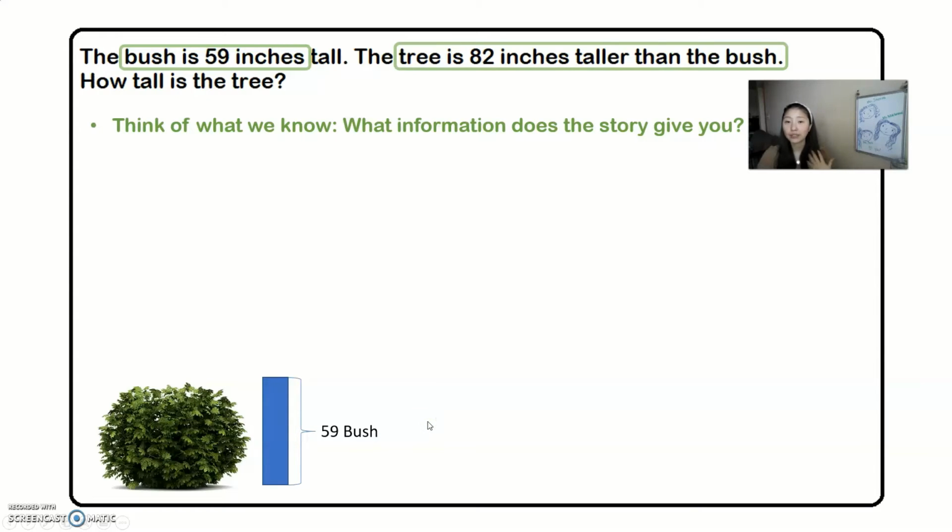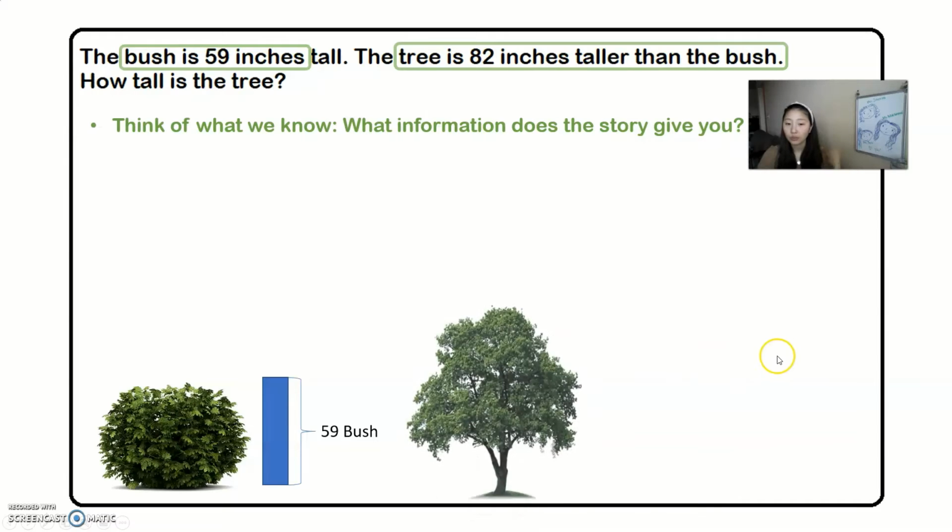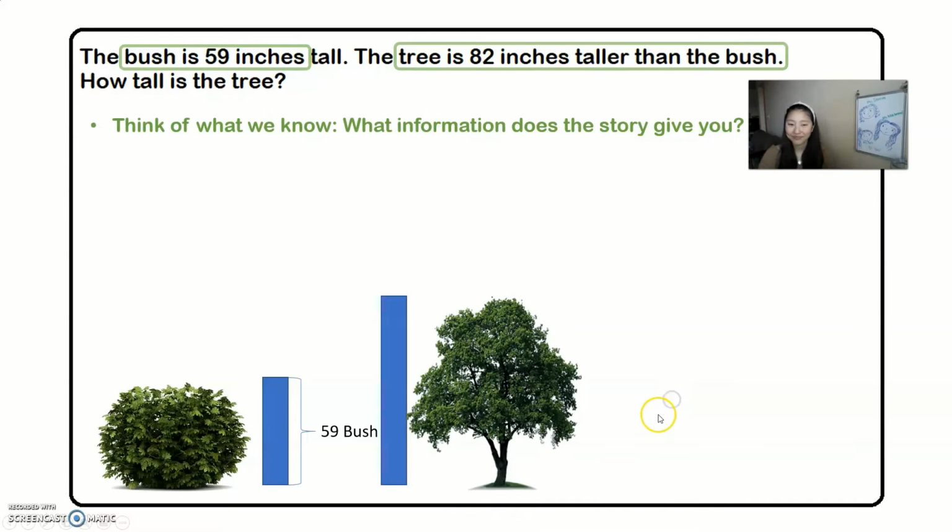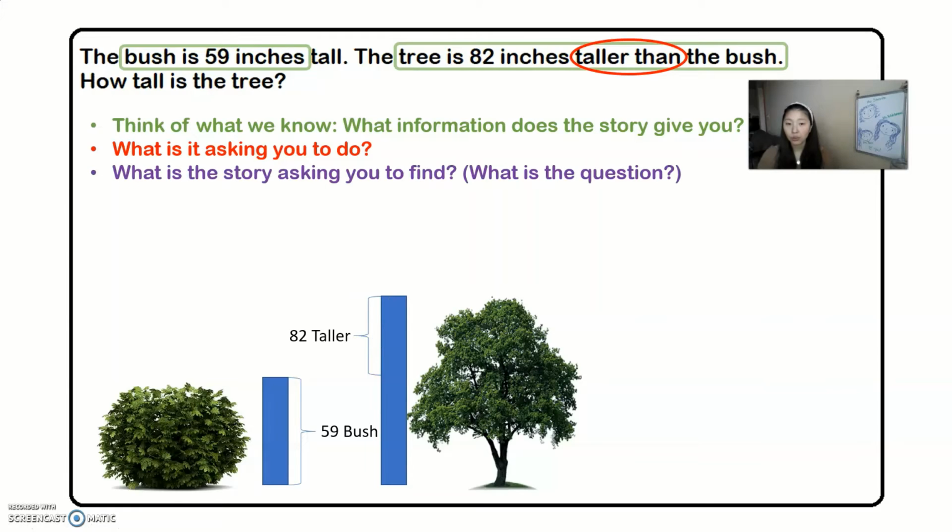Then the tree is 82 inches taller than the bush. So I drew up a tree. I put a bar there, and I showed you that it's taller than. So the whole bar is not 82. That part right there is actually 82 inches taller. So they want you to figure out how tall is the tree.